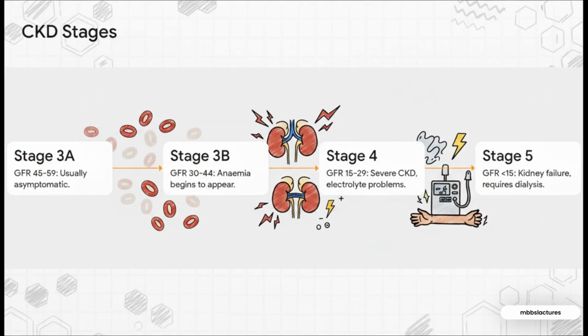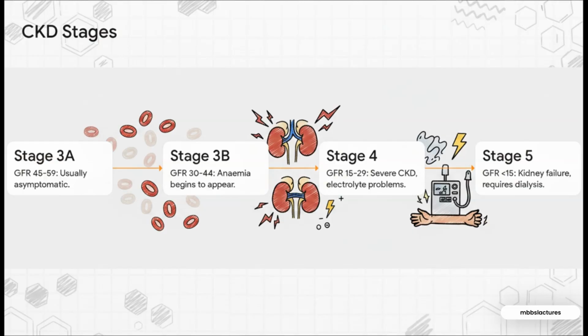Once your patient hits stage 4, a GFR of 15 to 29, they have severe CKD. This is the danger zone where the kidney completely loses its ability to manage acid-base and fluid balance, meaning severe electrolyte problems like hyperkalemia become highly likely.